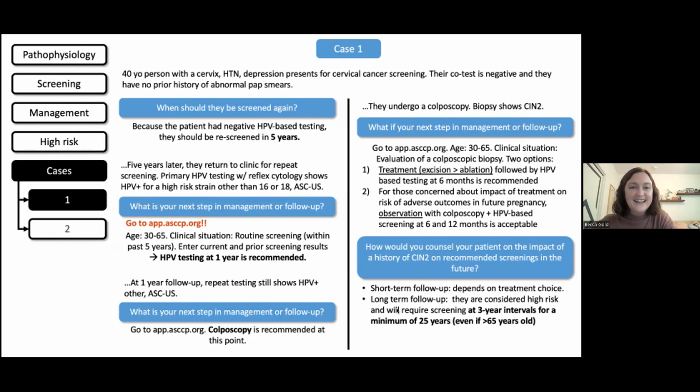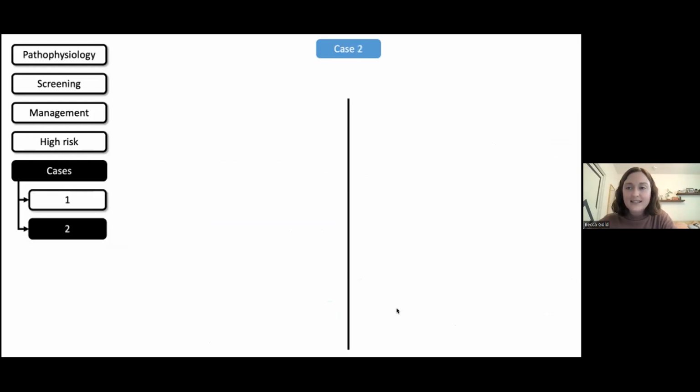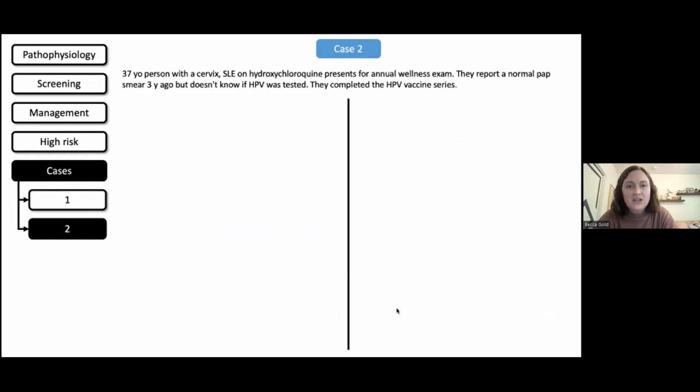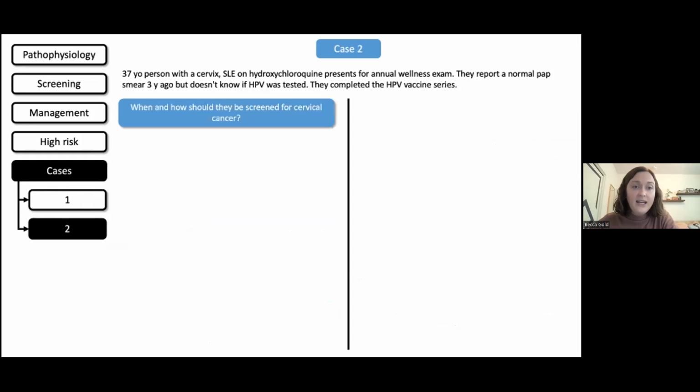Okay, and then last but not least, as promised, the case that we started with. So returning to this case, our 37-year-old patient with lupus, they're here for their annual visit. They had a normal pap smear 3 years ago, but they don't know if HPV was tested, and they completed the HPV vaccine series. So when and how should this individual be screened for cervical cancer?